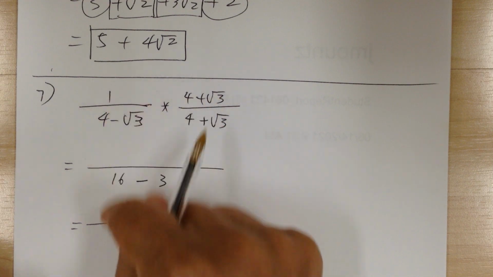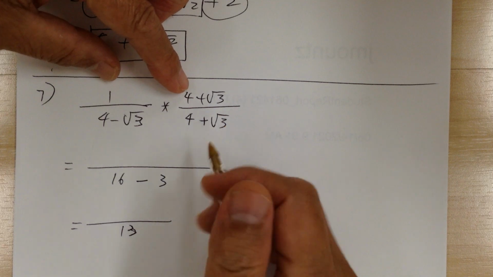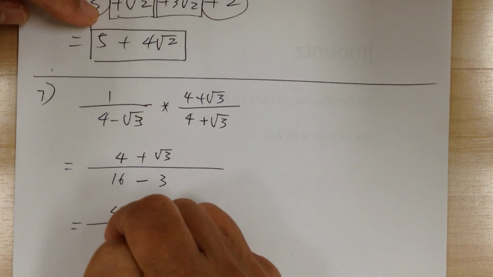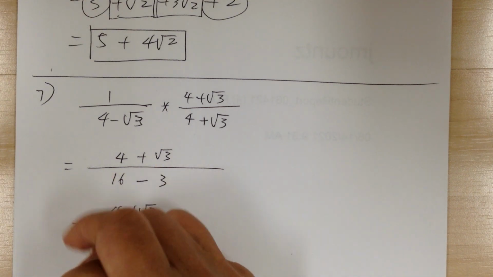Okay? And so you want to check. Sometimes numbers can cancel. In this case you cannot. There's nothing to cancel, so you can just go and multiply out. So it becomes 4 plus square root of 3. And so it will be 4 plus square root of 3 over 13. And that's it.